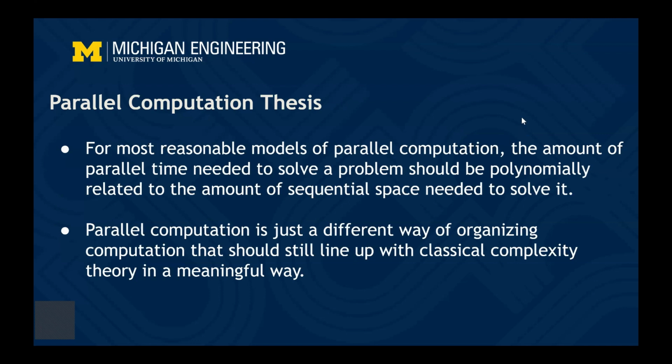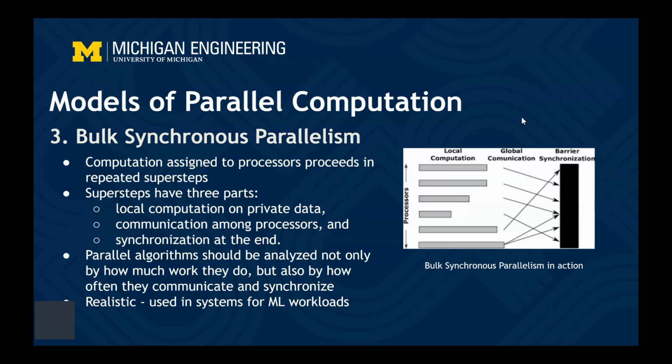Next slide, please. This brings us to the third and final model of parallel computation, which is bulk synchronous parallelism. In this model, all computation is assigned to processors, and it proceeds in repeated super steps. All super steps have three parts. The first part is local computation on each processor's private data, then the next phase is communication among different processors, and then the last step is bulk synchronization.